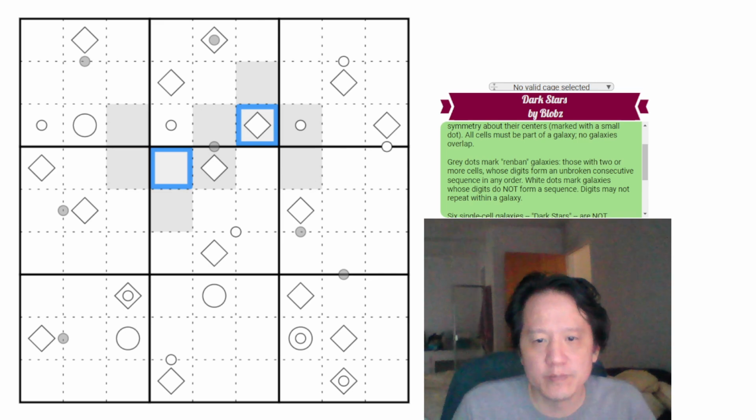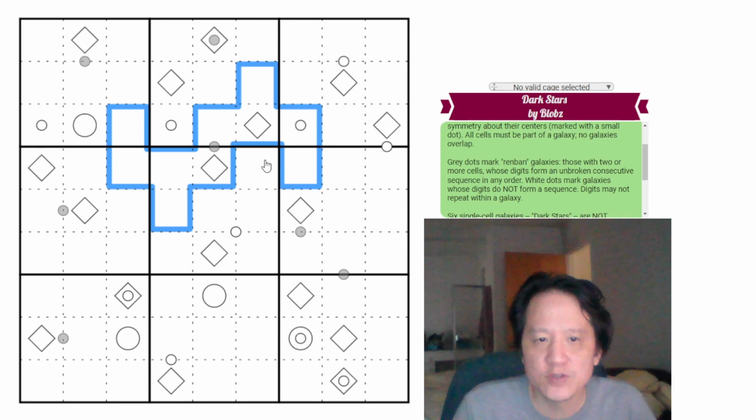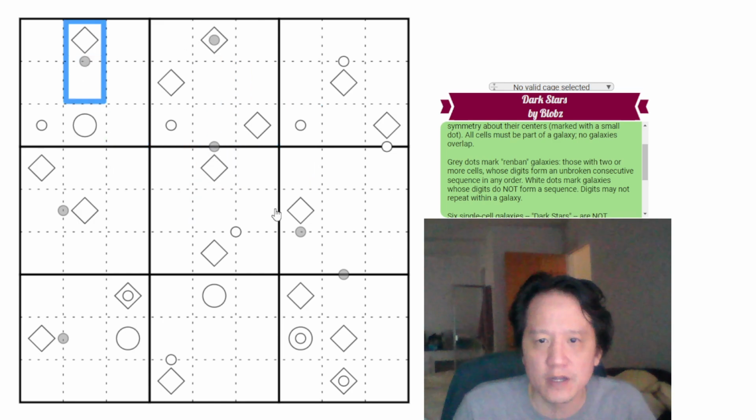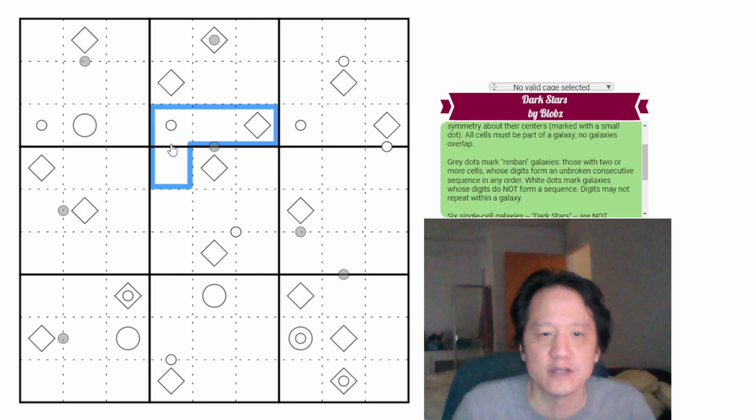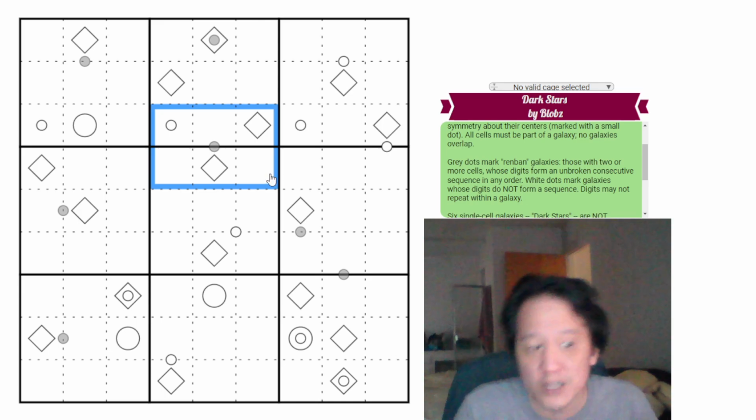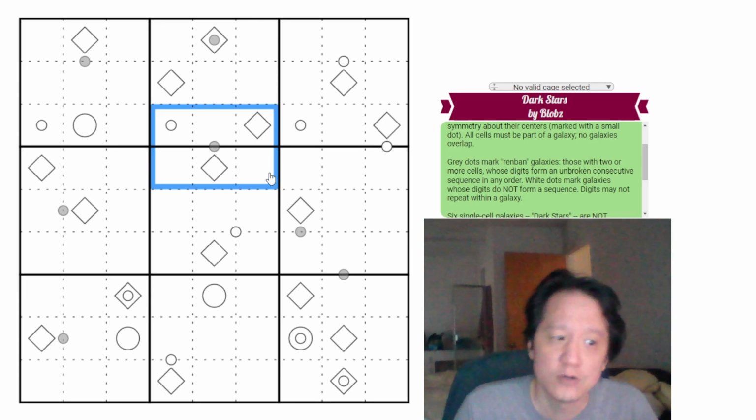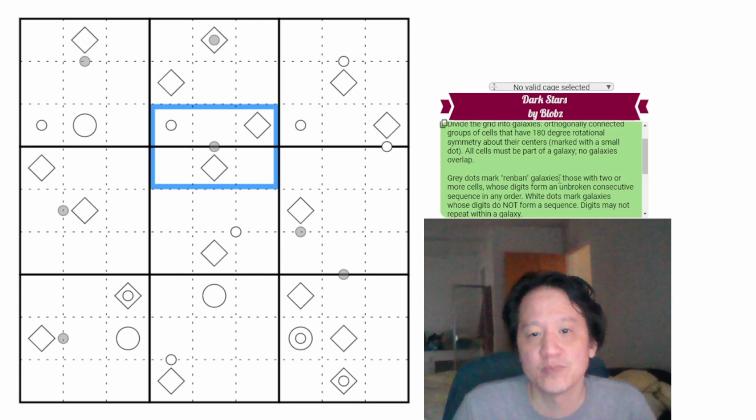Gray dots mark Renban galaxies. So this is a gray dot here, this is a gray dot, this is a gray dot. Those with two or more cells whose digits form an unbroken consecutive sequence in any order. So that means in the galaxies, they have to have digits that form a consecutive sequence. So if it was a 6-cell galaxy, it would have to have the numbers like 3 through 8, or 2 through 7, or 1 through 6, or 4 through 9, basically. Those are Renban galaxies.